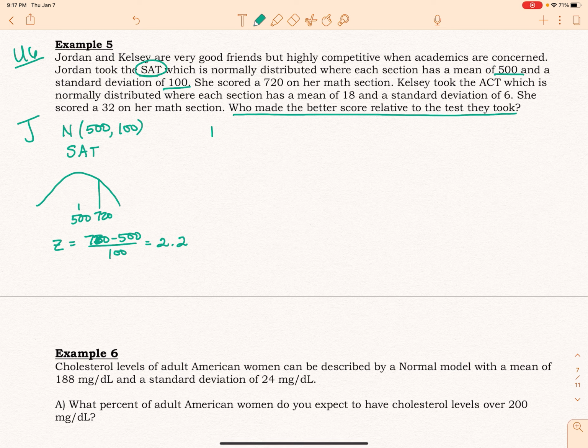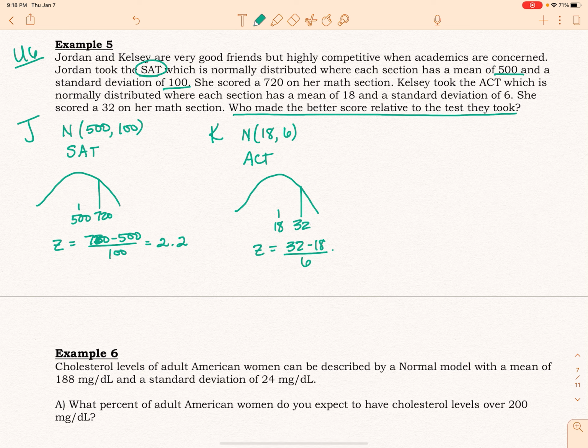So now let's look at Kelsey. So her ACT score is also normally distributed, but with a mean of 18 and a standard deviation of 6. So we're also going to draw a picture for her, and she scored a 32 on her math section. So we're going to find her Z-score. It's going to be 2.3.